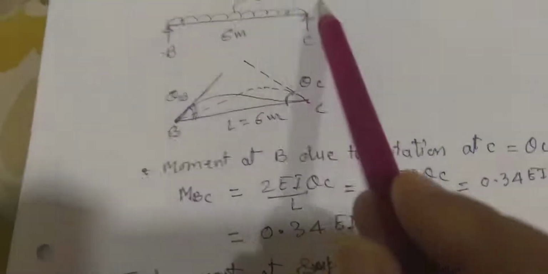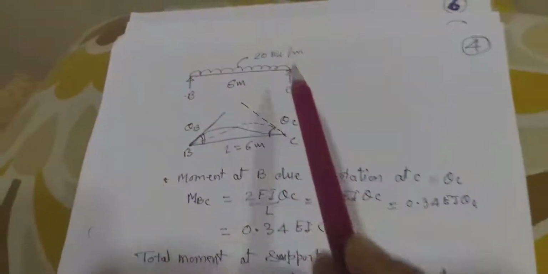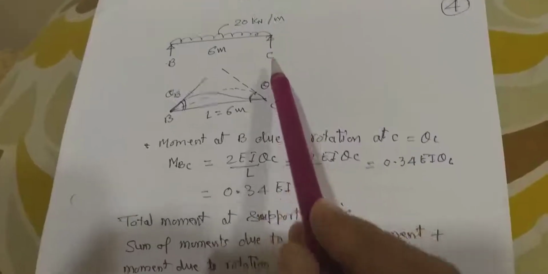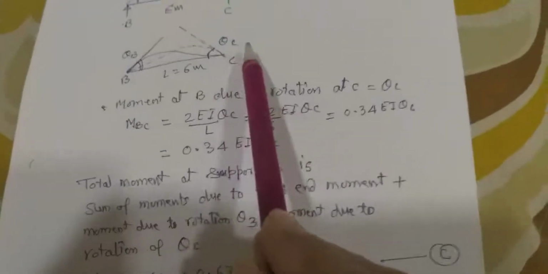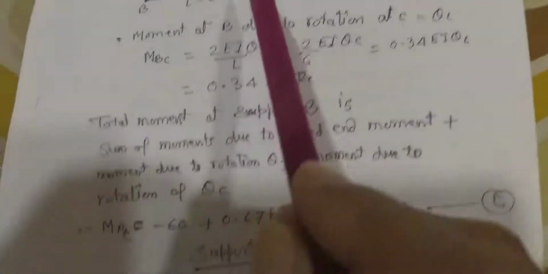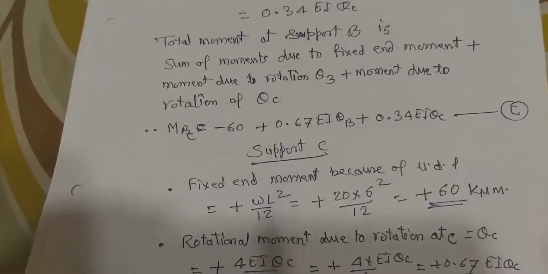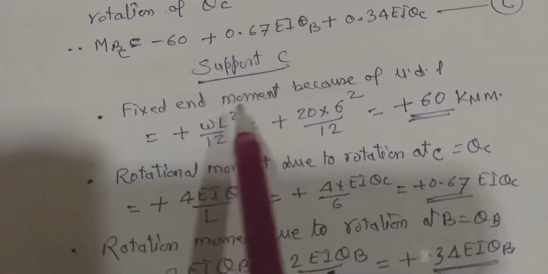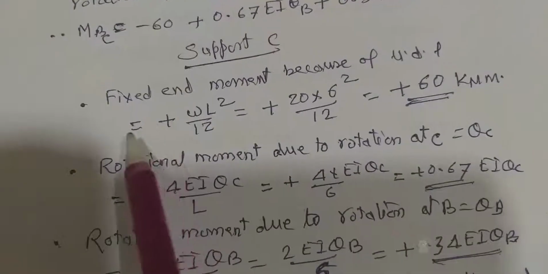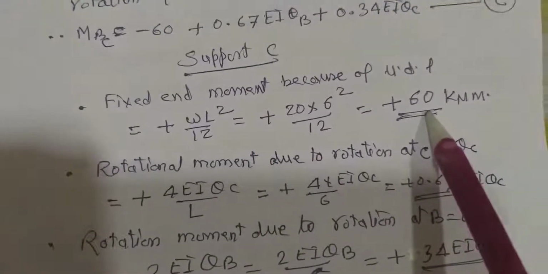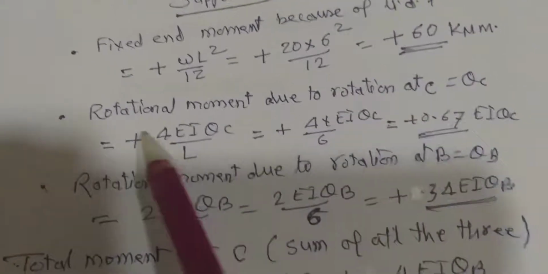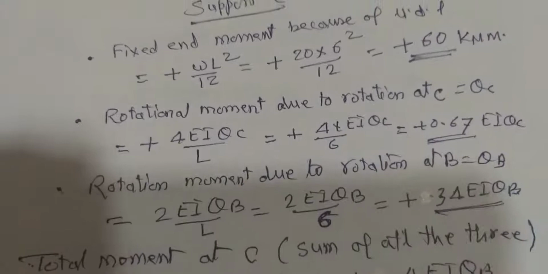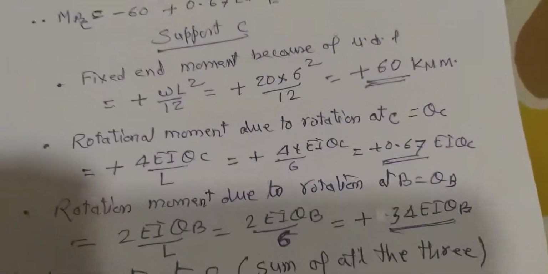Again, when we talk of support C, it has the clockwise moment because of the UDL, the half-rotation moment because of theta B, and the full rotation moment 4 EI theta C. So it has three types of moments at C. The fixed moment because of UDL is plus WL square by 12, it comes out to be plus 60. Then the rotational moment due to rotation at C is equal to 4 EI theta C by L. It comes out 0.67 EI theta C.